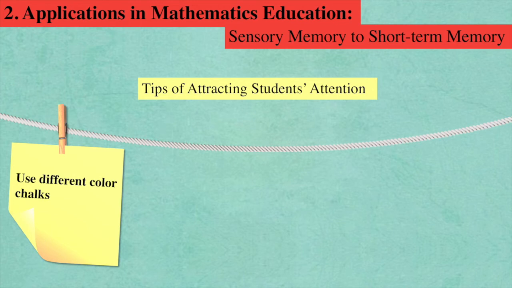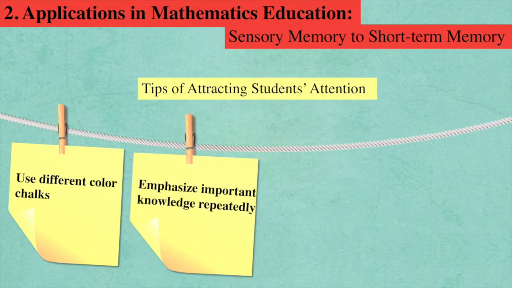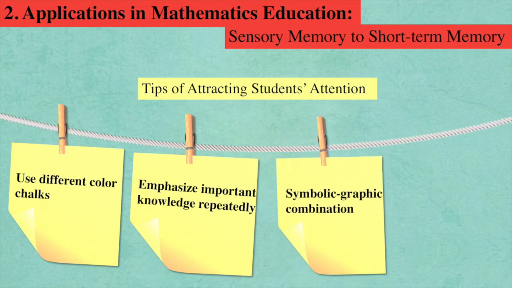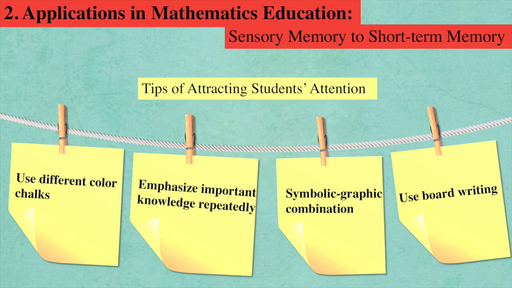which has a strong stimulating effect to students and is easy to attract their attention, so that it can cause their further information processing. The second one is emphasizing important knowledge repeatedly. The third one is symbolic graphic combination, which can make abstract knowledge more concrete. The fourth one is using bold writing. Teachers should speak while writing so that students can receive information from sight and hearing.